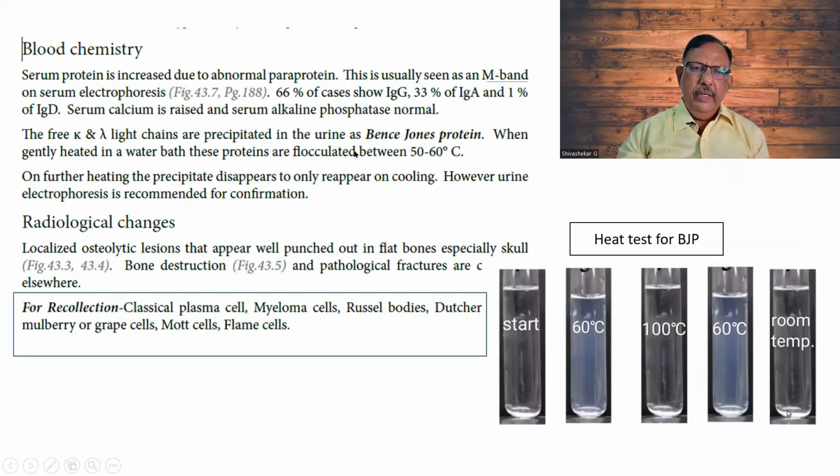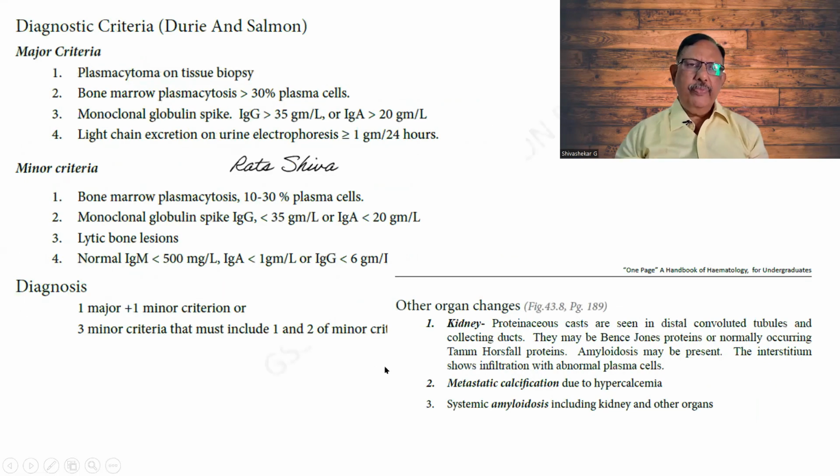The blood chemistry, you find that there will be the Bence-Jones protein. This is the Bence-Jones protein. The urine is collected. On heating up to 60 degrees, there is a precipitate. On further heating, it disappears, and on cooling, it reappears. That is the Bence-Jones protein. Test for BJP. And radiologically, there will be osteolytic lesions. These cells we are supposed to recollect.